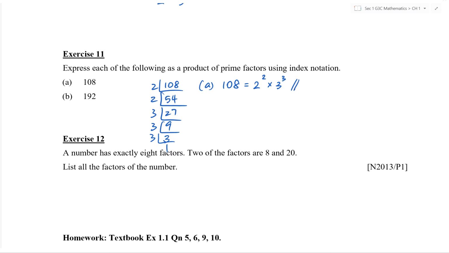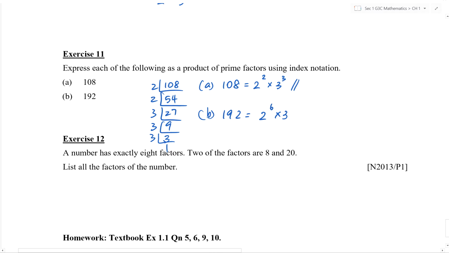So please try part B now. Final answer: 192 is equal to 2 to the power of 6 times 3. If your working is correct, your final answer should also be correct. Now for the last one, exercise 12. You may discuss with your partner.